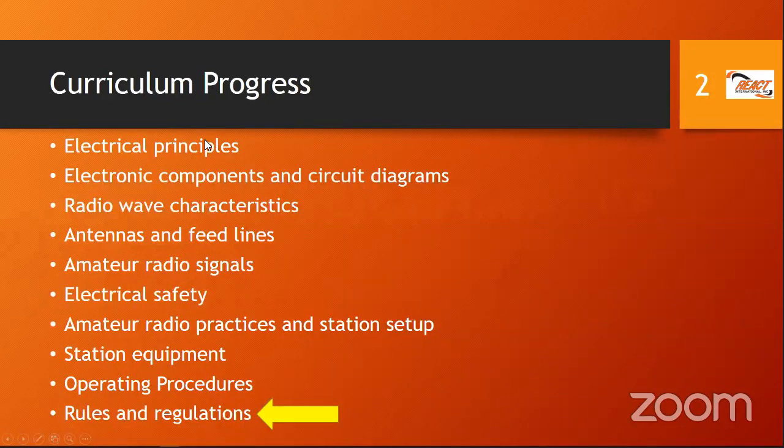When we take a look at our curriculum, we notice that we are at the last topic under the technician class program. So apart from today, we probably have one more teaching session to complete the entire syllabus.